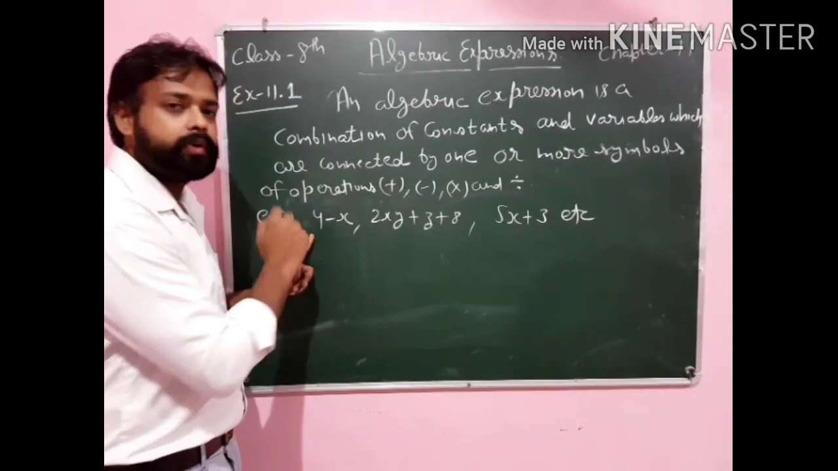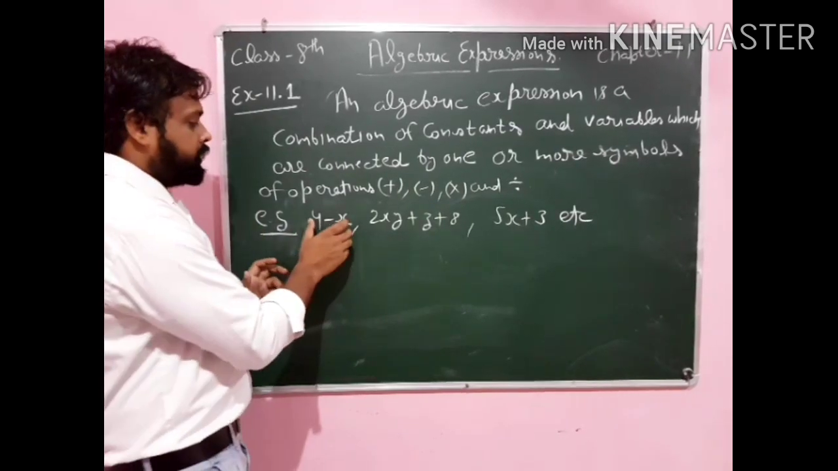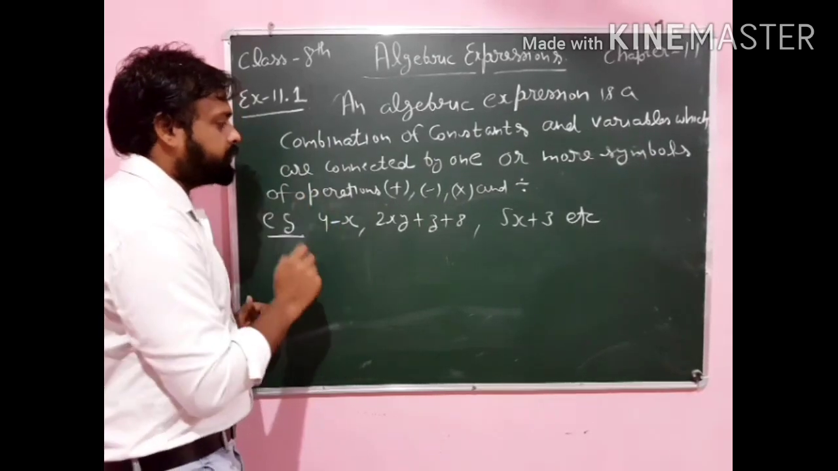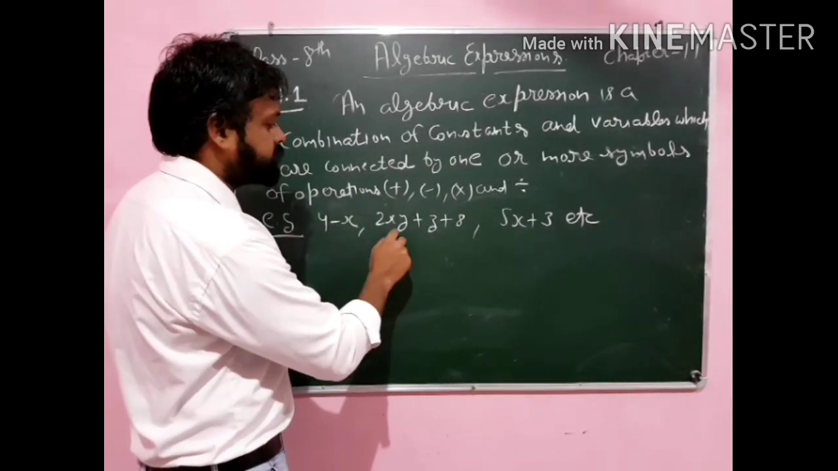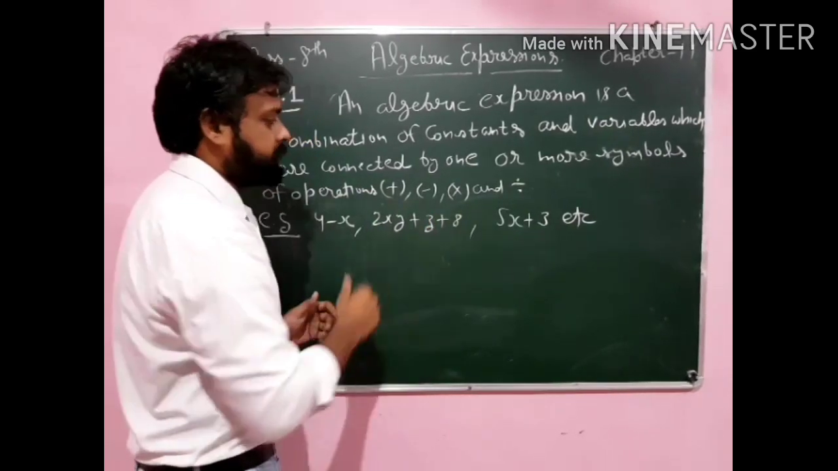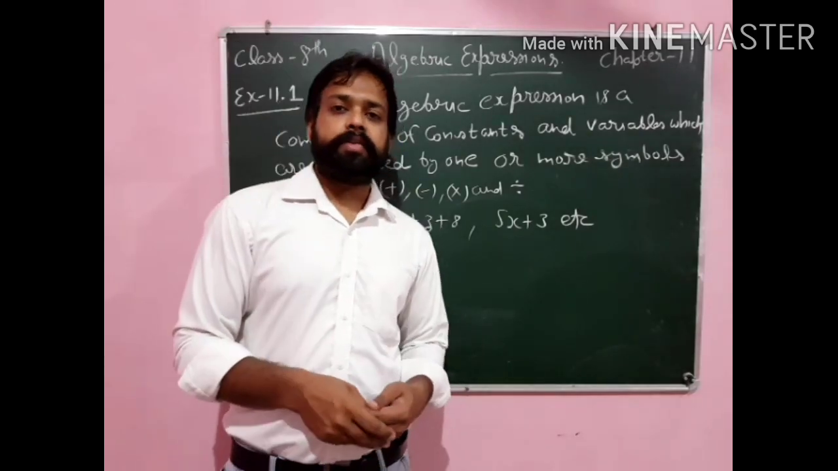So it means whenever we are writing an algebraic expression, it's always a combination of constant and variable. Here you can see 4 is a constant value and x is a variable. And one operator sign is between them. Here it is a sign of subtraction. And the next is 2xy plus z plus 8. It is also a combination of constants and variables. So it can be 5x plus 3. So you can make many examples like this.